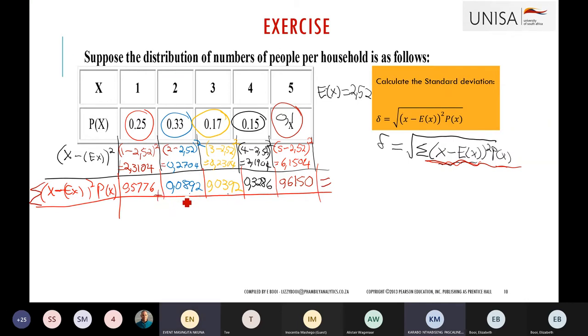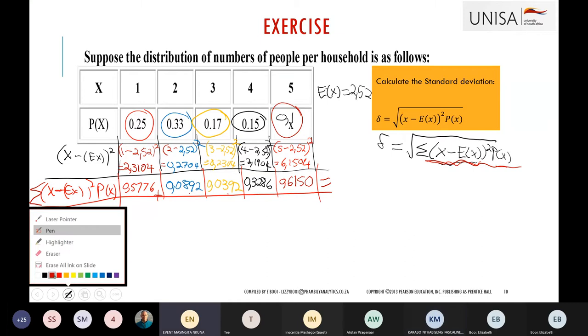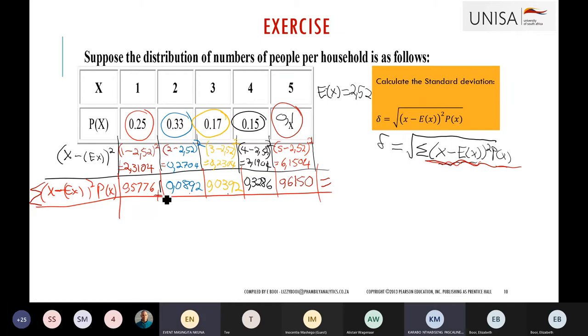So you're going to say this plus, let me use the black pen, summation. Summation means adding. You need to add 0.5777 plus 0.0892 plus 0.0392.